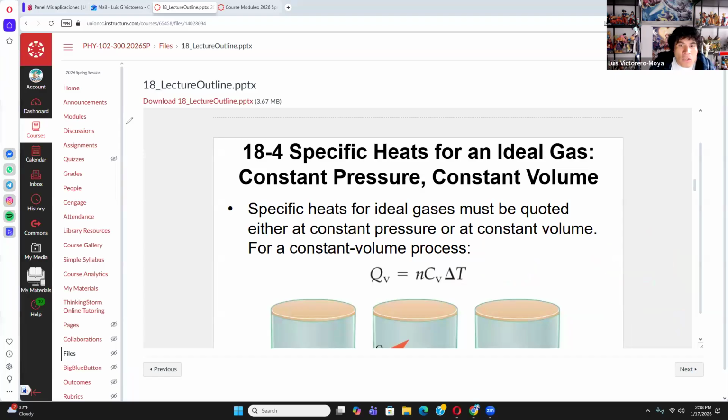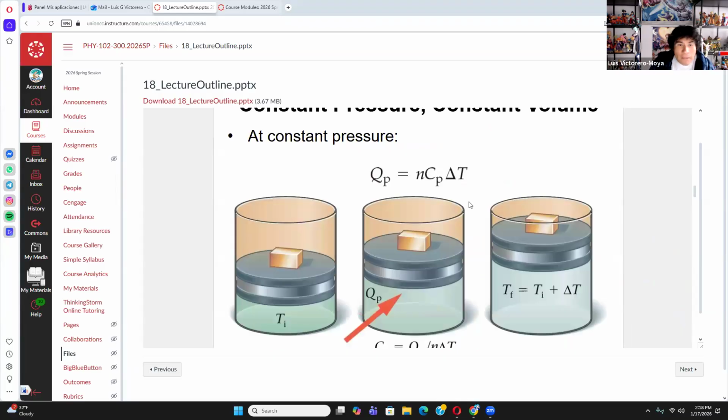Now, at constant pressure, Q = n Cp delta T. But at constant pressure, there is work, right? So you cannot just say that this is equal to delta U. You have to solve for delta U using Qp. So the heat at constant pressure is the work plus delta U. And work, we know for constant pressure, is just P delta V.